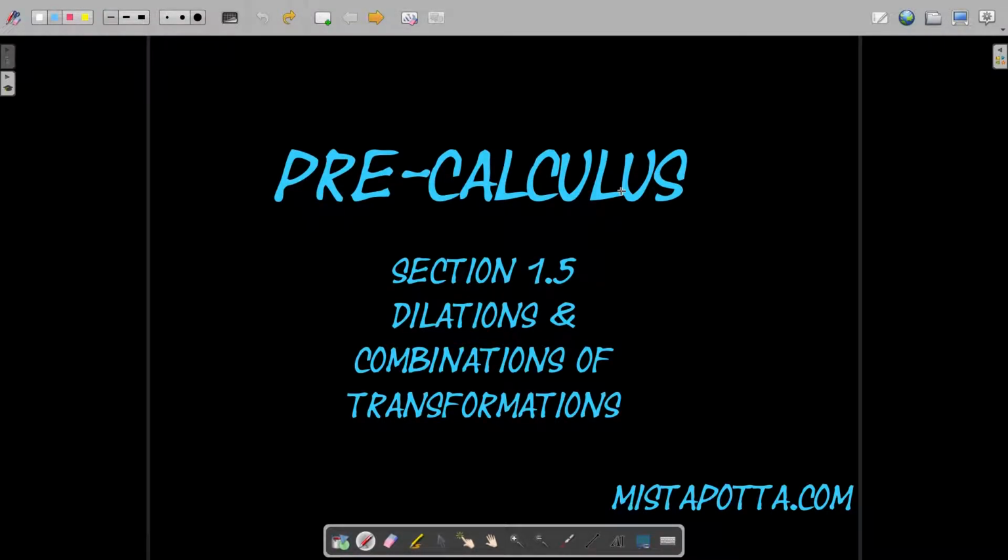In our last video, we talked about different types of transformations. We talked about translations, moving a graph side to side or up and down. And we also talked about reflections, where we can reflect a graph over the x-axis or the y-axis.